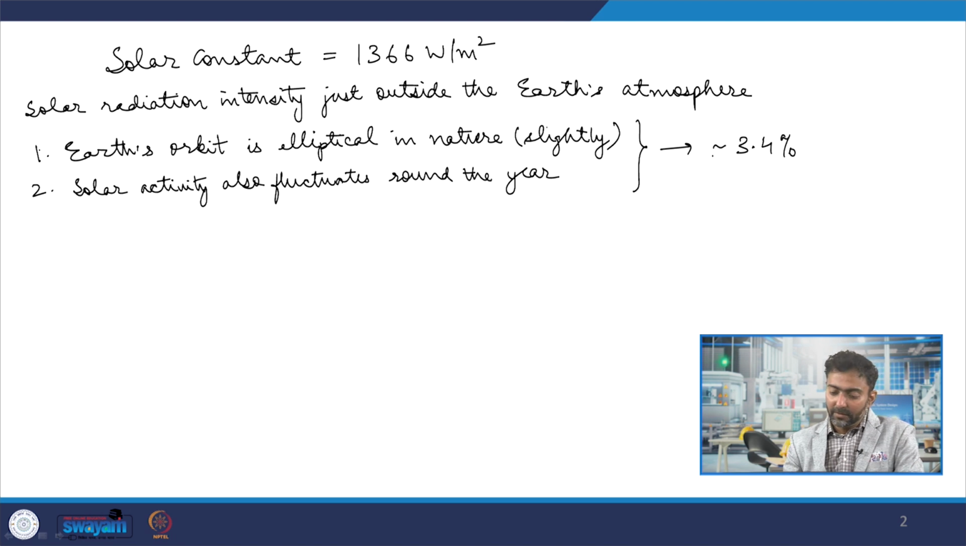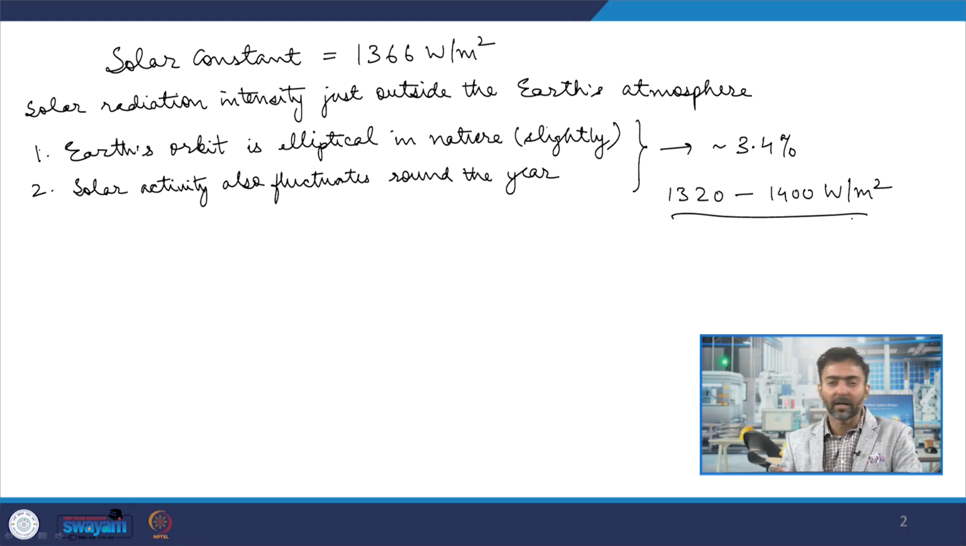So, that means this value of solar radiation just outside the Earth's atmosphere might be changing in the range of somewhere around 1320 to 1400 watt per meter square. But we treat the average value as the solar constant, around 1366 watt per meter square. But still, this is a fairly steady amount of radiation which we get outside the Earth's atmosphere. Inside the Earth's atmosphere, the story is very different. We will come to that shortly.